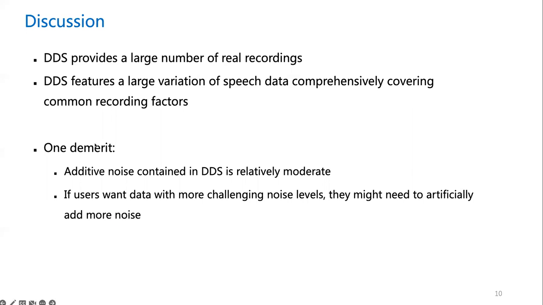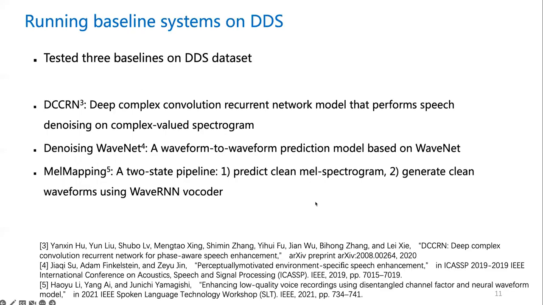But there is still one demerit. The additive noise contained in our dataset is relatively moderate. So if users want the data with more challenging noise levels or more diverse noise types, they might need to artificially add more noise into our dataset.